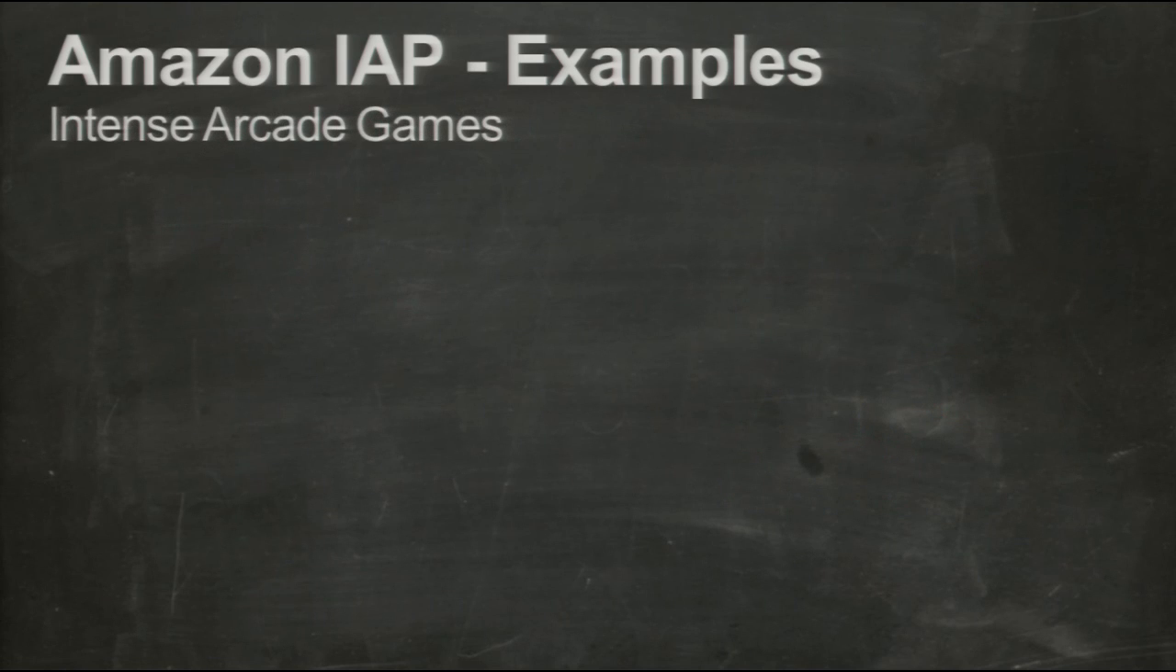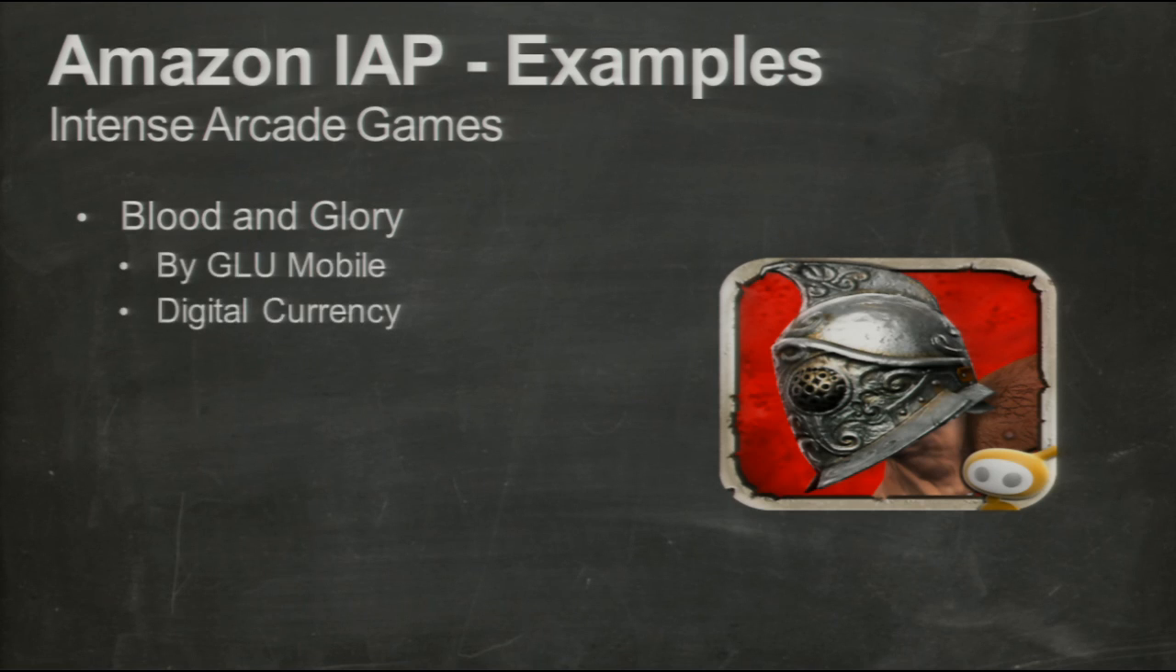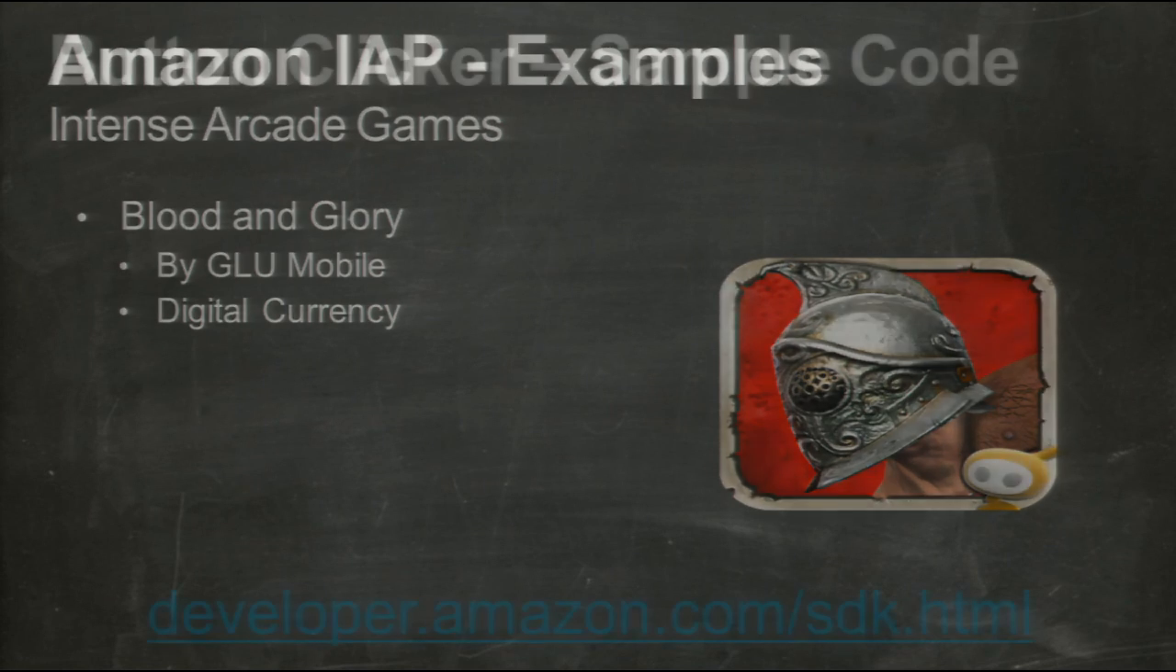You can also do intense arcade games. So IAP isn't just for casual games. It's not just for Farmville type games. Glu has a game that's quite intense. Definitely not for kids. Blood and Glory. You're a gladiator, and you may want to deck yourself out with a better helmet, little ostrich plumes, and you can do that by buying digital currency from within the game. Again, these are AAA titles. They're high concept games, and they leverage IAP as well.